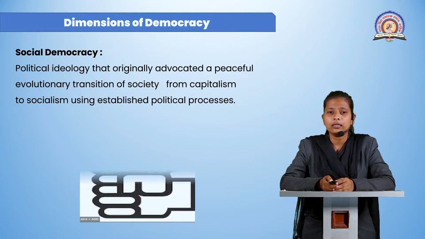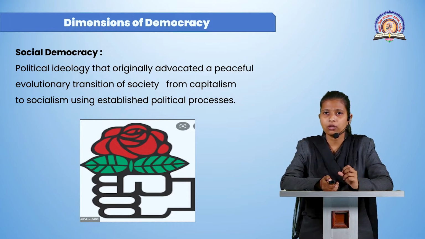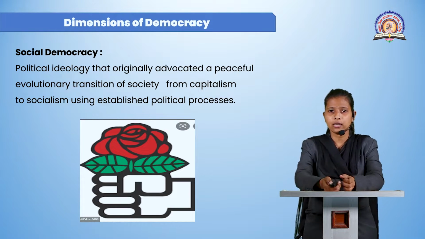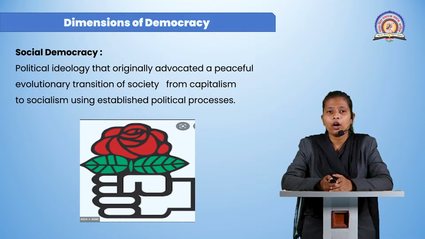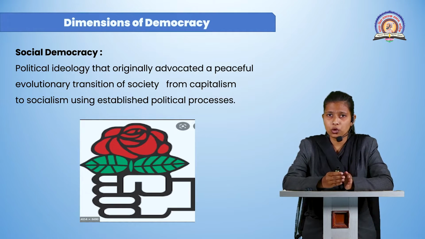So, in short, the Red Rose Revolution took place, which gave the idea of social democracy, socialism. So, in short, it is the political ideology that advocates a peaceful revolution of society from capitalism to socialism by using the political process. It is social democracy.